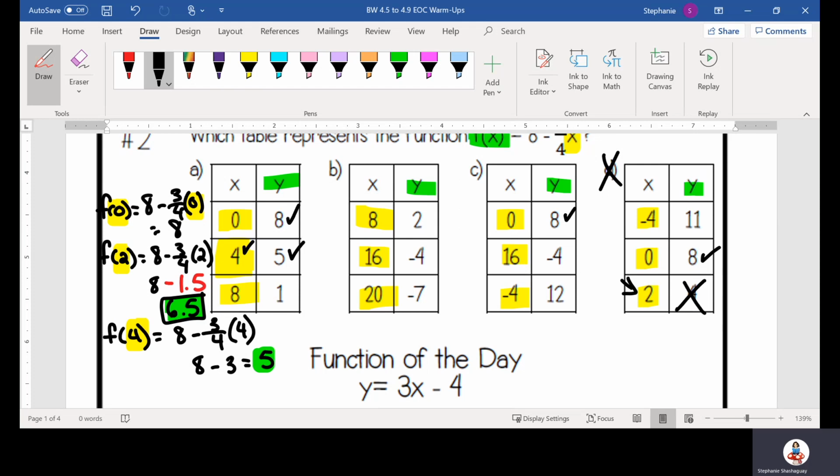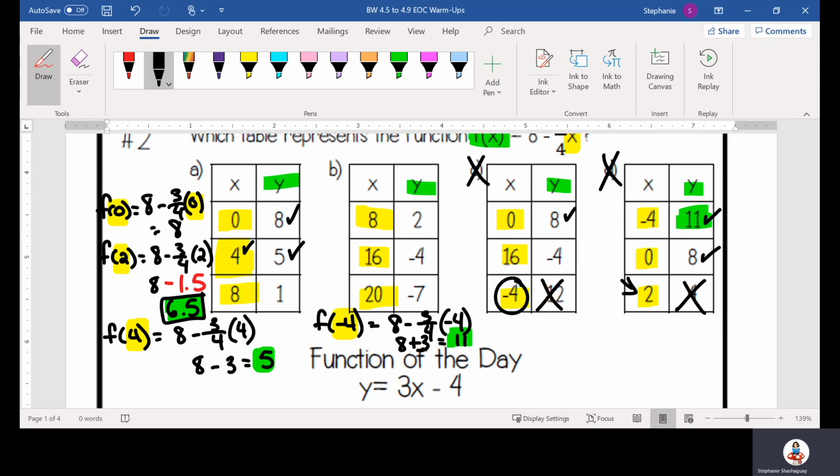Let's find f of -4. All right, this one right here. So f of -4 is going to equal 8 minus 3/4 multiplied by a -4. So that's going to be 8 plus 3, which is equal to 11. So when my input is -4, my output should be 11. Well, this doesn't work, but this -4 and 11 does work. But we've already ruled out D, and now we can rule out C.